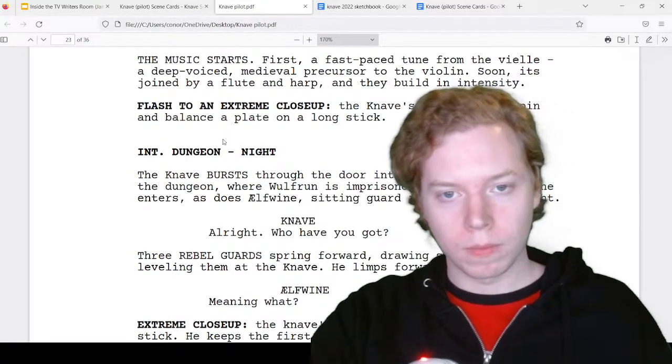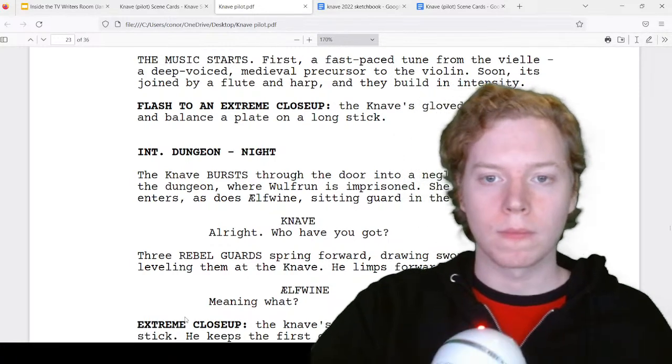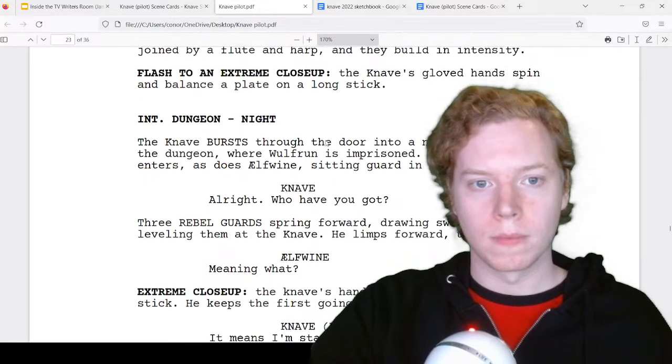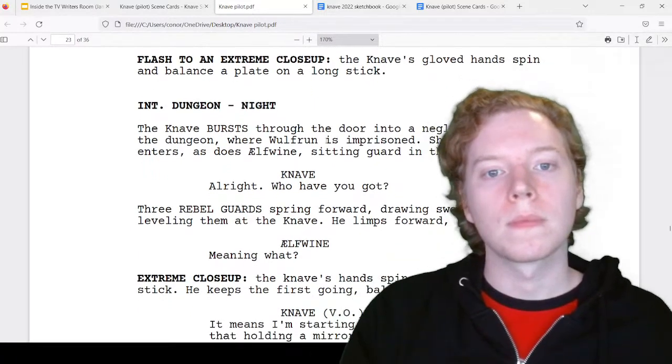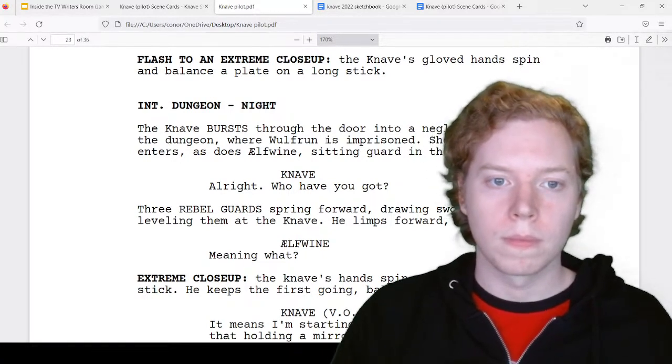The music starts. First, a fast-paced tune from the viol, a deep-voiced medieval precursor to the violin. Soon, it's joined by a flute and harp, and they build in intensity. Flash to an extreme close-up. The knave's gloved hands spin and balance a plate on a long stick.